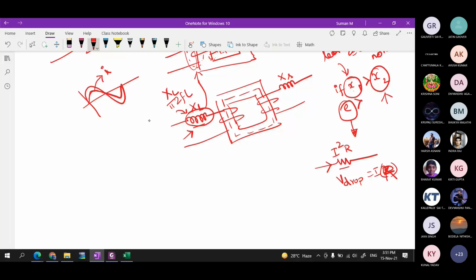Since it is a resistor, we can consider it as I into R. So here you can have two things. All the conductors have a finite resistance within them. So in order to represent the power loss in the resistance and the voltage drop in the resistance, we are going to have a resistor in series.